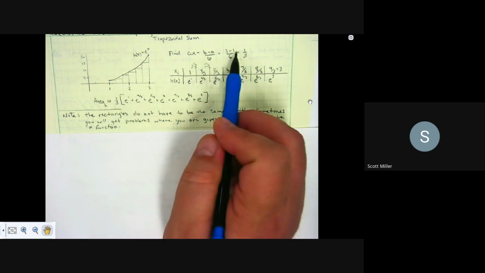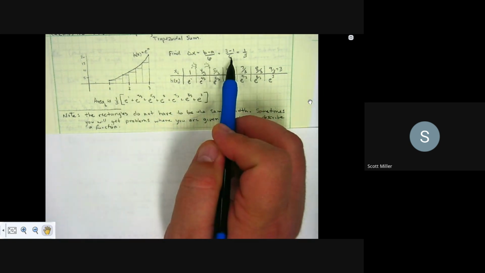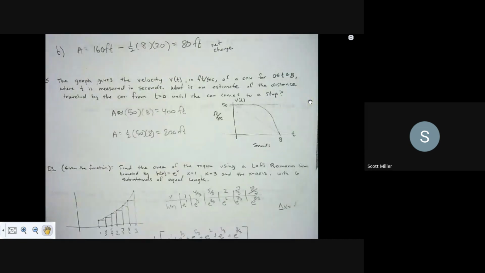I can also just look at it here and see it. The whole distance is 3 minus 1. I want 6 of them. So that's how I got 1/3. If the function got some weird numbers here, it's harder to find. Let's look at another example that I have.